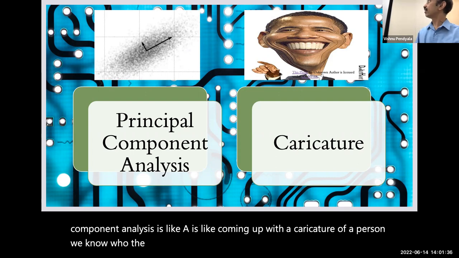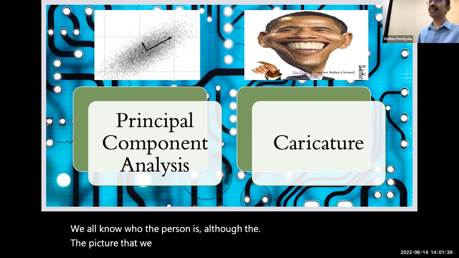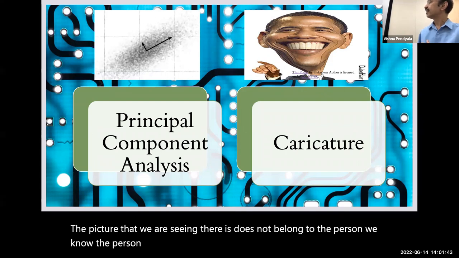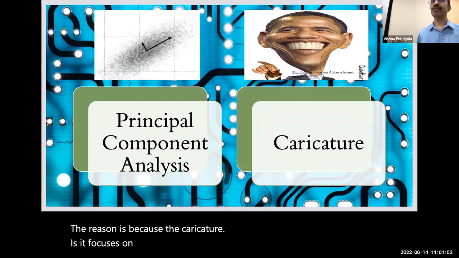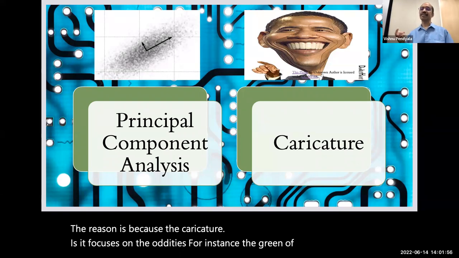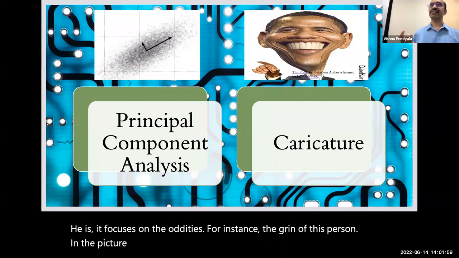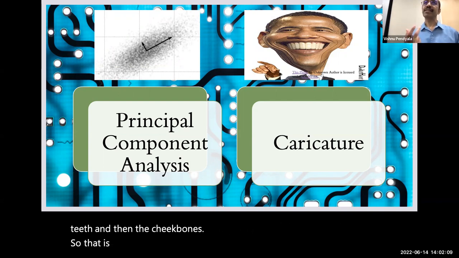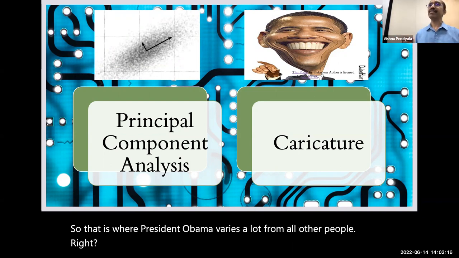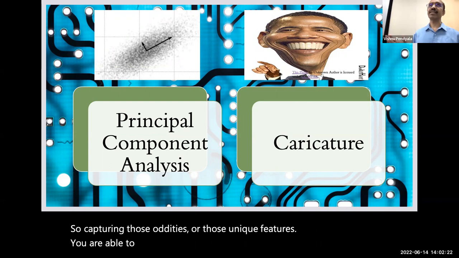We all know who the person is. Although the picture that we are seeing there does not belong to the person, we know the person, who it is. Why? The reason is because the caricature focuses on the oddities. For instance, the grin of this person in the picture is characteristic, it's unique across all the people, right? The teeth and then the cheek bones. So that is where President Obama varies a lot from all other people, right? So capturing those oddities or those unique features, you're able to pretty much model the person, right?